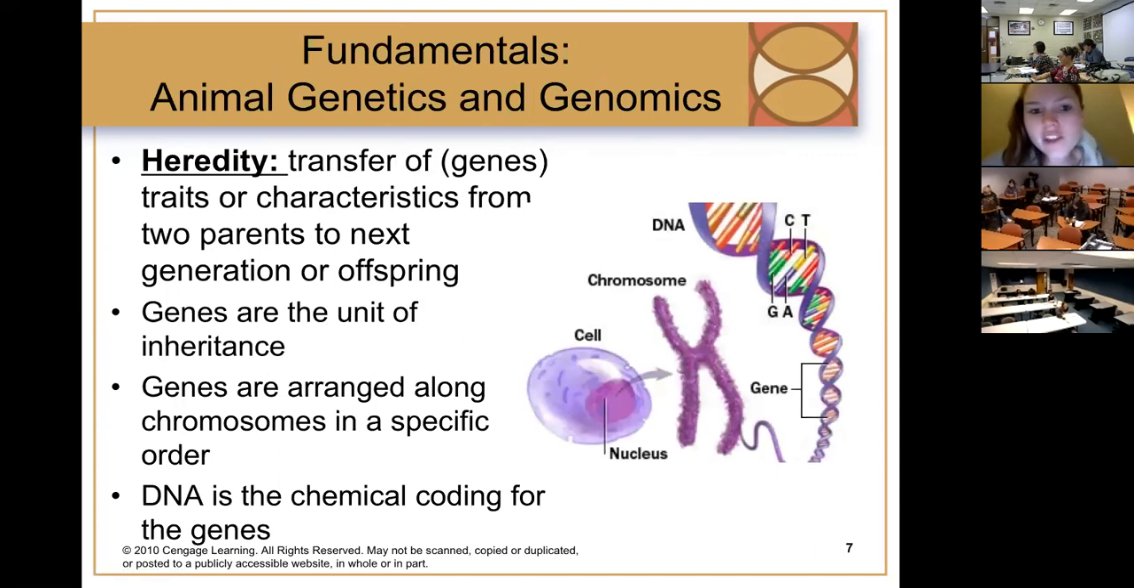Now let's go over a little bit about the fundamentals of animal genetics and genomics. Heredity, which we've mentioned a little before with heritable traits, is just the transfer of genes, and genes are responsible for different traits or characteristics from two parents to the next generation of offspring. So it's just the transfer of that DNA, basically. Genes are the unit of inheritance, so that's how things are inherited, through genes. Genes are arranged along chromosomes in a specific order. And DNA is the chemical coding for the genes.